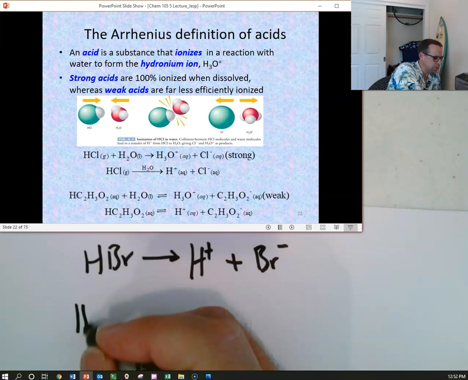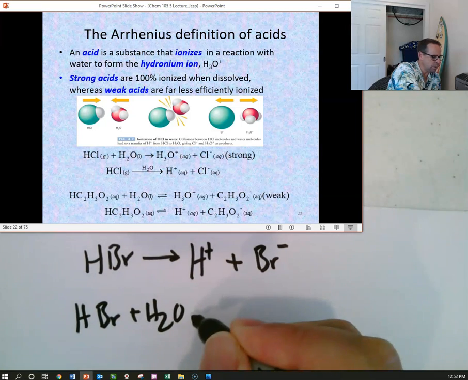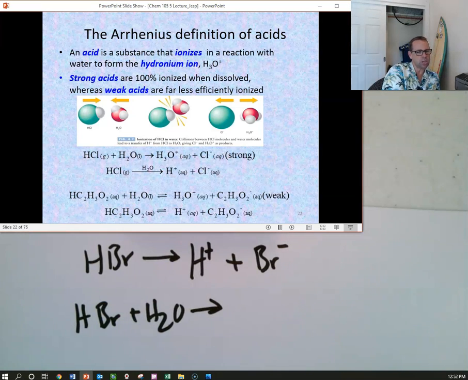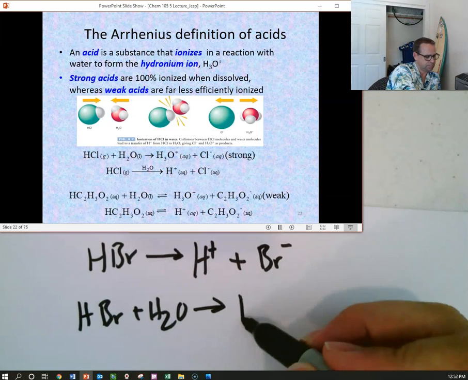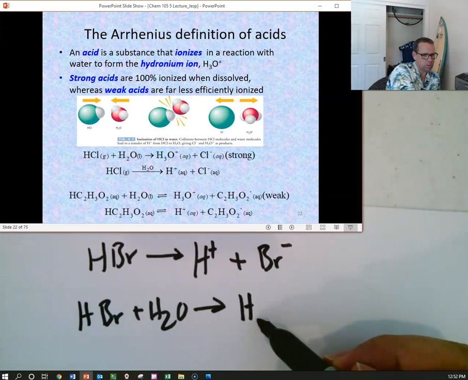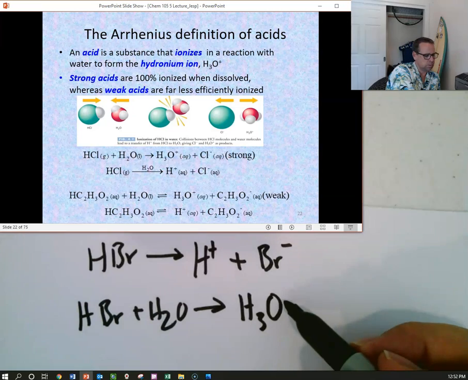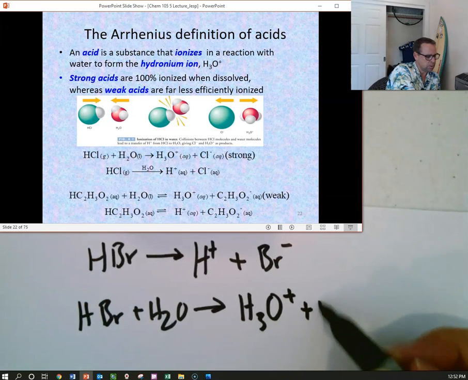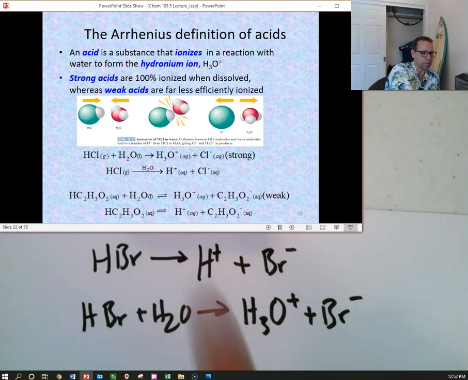Now, again, some people like to see HBr with a water molecule when it does its dissociation. So how would this be slightly different now? H3O plus, and Br minus, the bromide ion. Very good. So that's the dissociation of acids shown one way with a water molecule and one way without a water molecule.